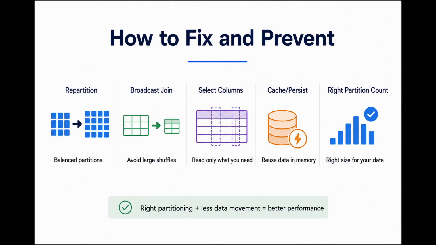Let's summarize the solutions. Balance partitions by repartitioning when necessary. Use broadcast joins only for genuinely small tables. Select only the required columns before joining. Cache data only when it will be reused multiple times. Choose an appropriate number of shuffle partitions based on the size of your data. And remember, increasing executor memory should usually be your last option, not your first. Most executor OOM problems are caused by inefficient data distribution or execution strategy, rather than insufficient hardware.